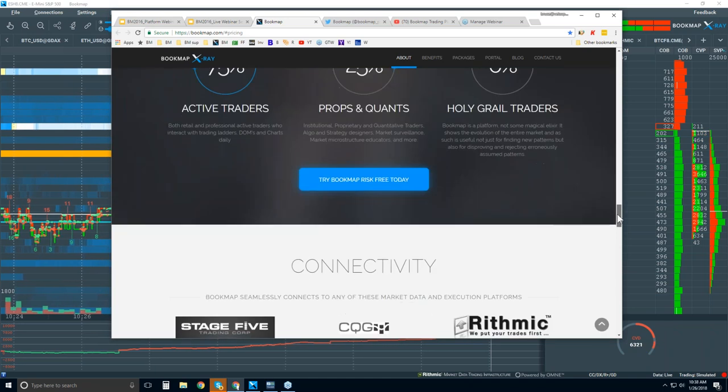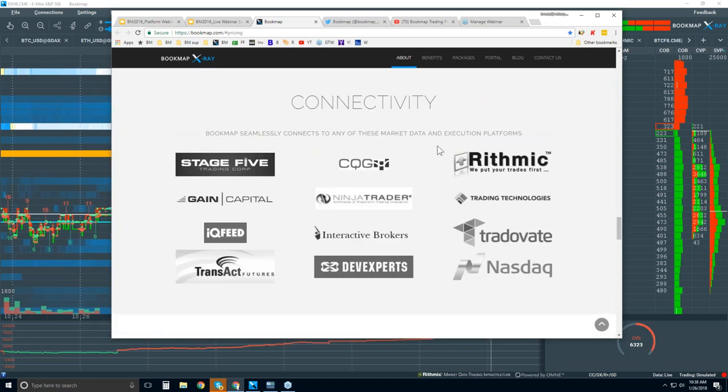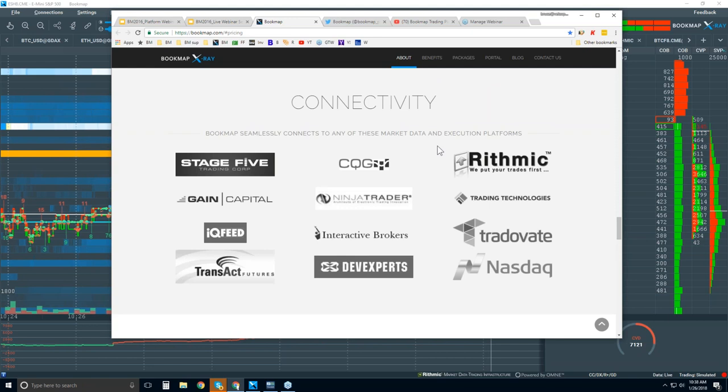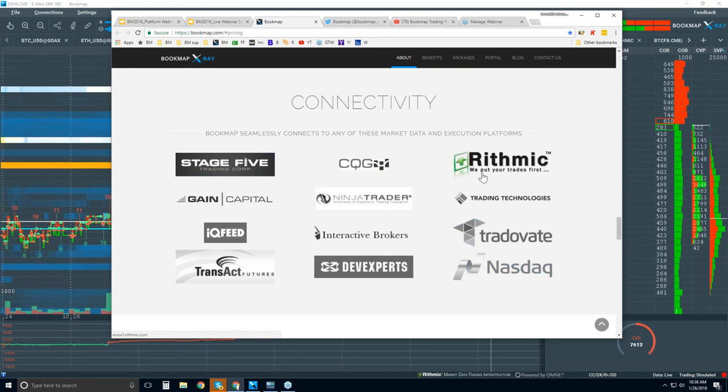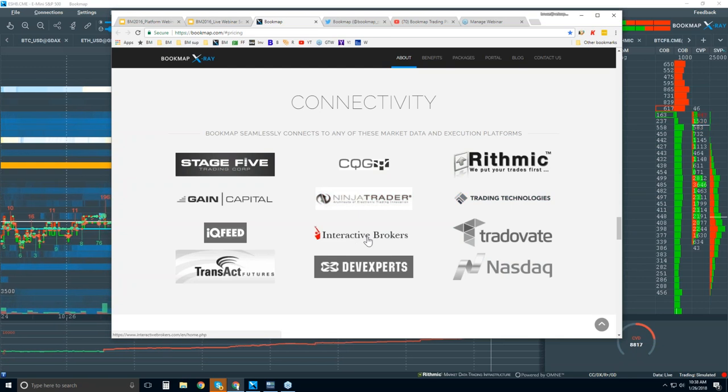Scroll down a little bit further to Connectivity. We are not a data provider. We are a software visualization and trading platform. You will need to connect to the live markets via data providers or brokers. You can also see some platforms here, like NinjaTrader, TTX Trader Pro, and Interactive Brokers Trader Workstation. We connect to these platforms via the API, but we are a platform just like they are.